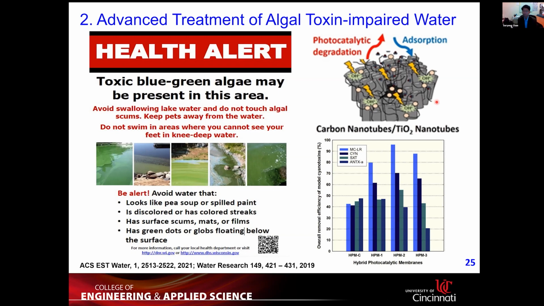So my research group contributes by fabricating a hybrid type of membrane. It's made of carbon nanotube material combined with TiO2 nanotube together. So we create two different functions: one for photocatalytic degradation of these cyanotoxins, and also the cyanotoxins and the degradation byproducts can be absorbed by this material.